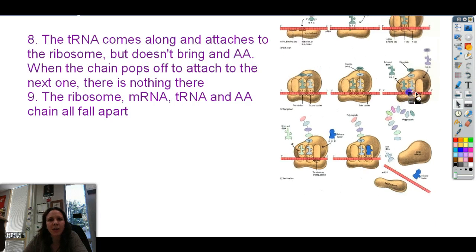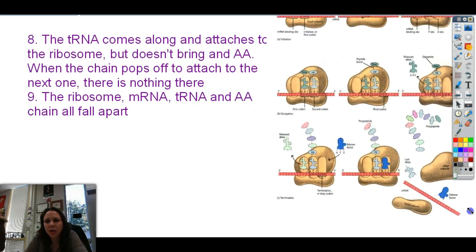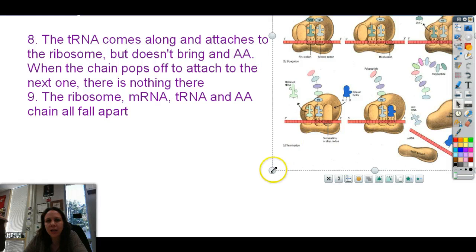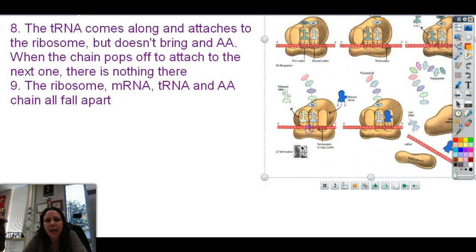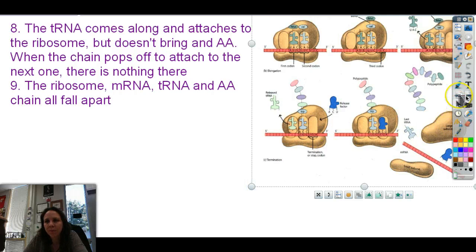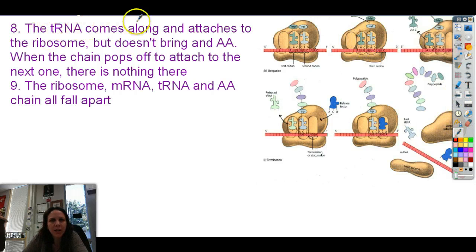What's going to happen there is that the tRNA is going to come, but he doesn't have any amino acids attached to him. So the tRNA comes along and attaches to the ribosome, but he doesn't bring an amino acid. Notice he has no amino acids. So he's going to come and sit down, but there's nothing for this guy to jump onto. And if there's nothing for him to attach to, he just bounces right off. So you can see he comes in like this, but when he jumps off, there's no one there to attach to.